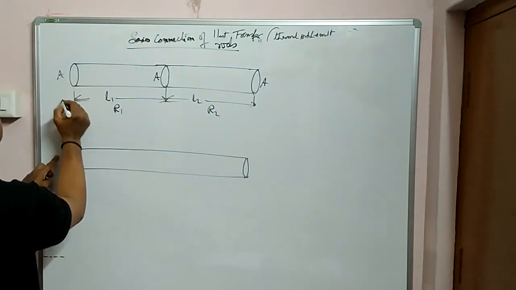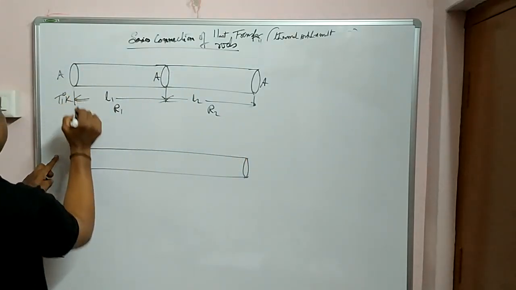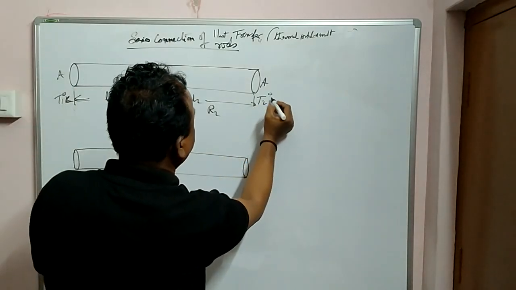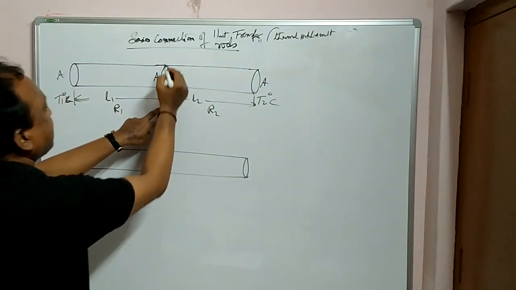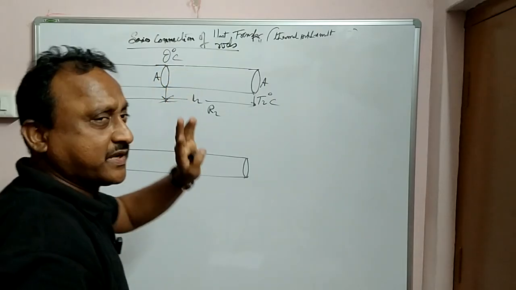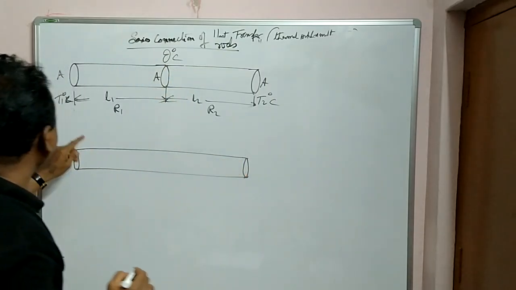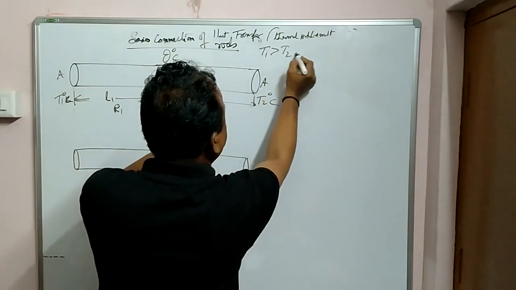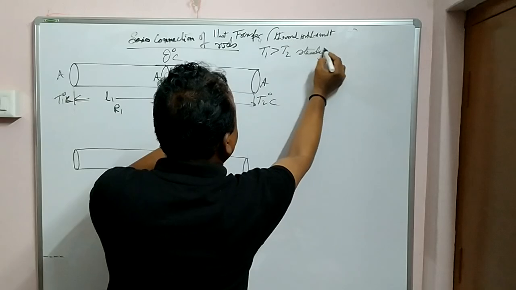Let the temperature here be T1 degrees centigrade or Kelvin, whatever value, and T2 degrees centigrade. Let the junction temperature be some theta degrees centigrade. Junction temperature is very, very important. That also you have to consider. So make a note: T1, and this is a steady flow of heat.